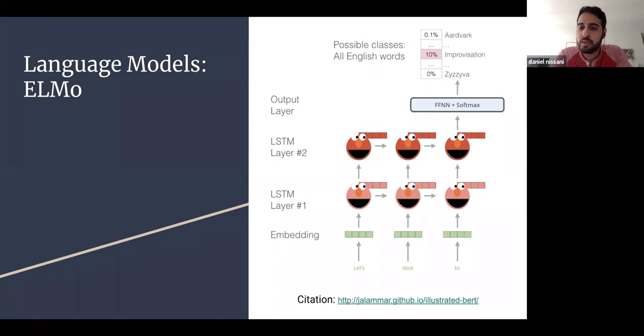And what this is going to do is try to predict what the next word in the sentence is. So this is going 3 words in, so let's stick to, and now we want the next word to be improvisation. What these LSTMs are able to do is make that prediction based on some labeled training set. They do this because they're state-based machines, so they're able to remember previous words that were put in to think what's the next possible word in this.